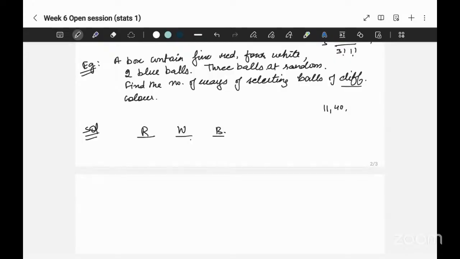5C1. Now, in how many ways can I select white balls? Multiply by 4C1. Correct. And blue balls, it will be 2C1. So if you solve it, it is basically 5 into 4 into 2, which is 40.